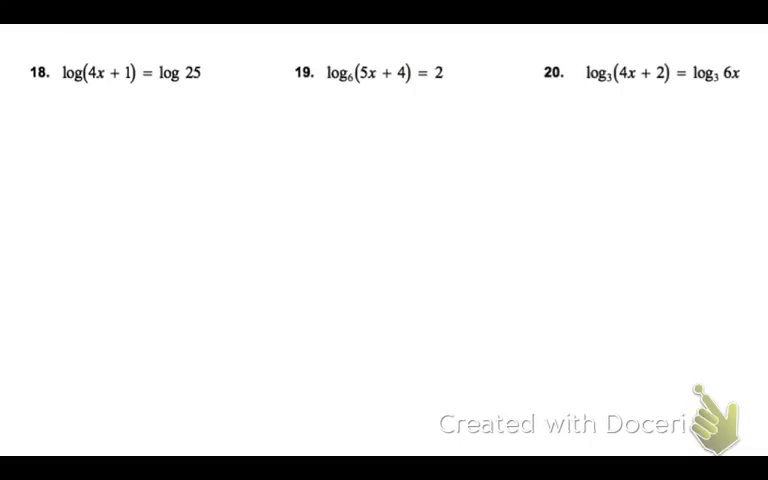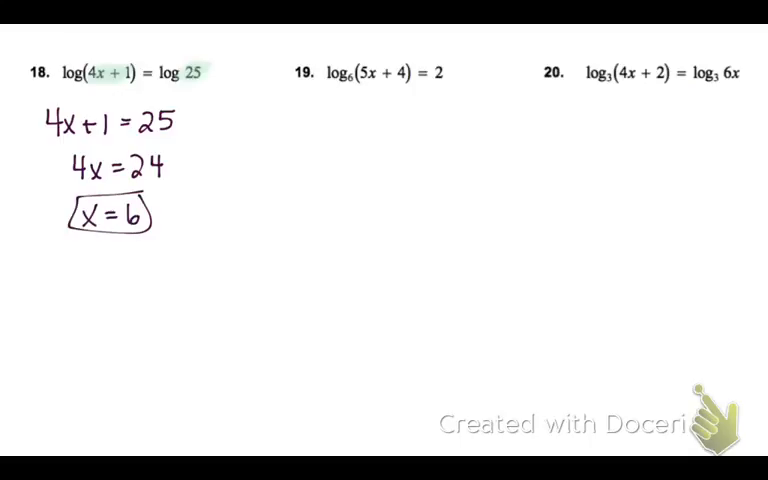Okay, so now we have some log equations. Just like with the exponential equations, if my bases were the same, like number 12 where I had base 6 and base 6, if I have log on the same side, I can just set the insides of the log equal, just like I set my exponents equal. So we've got 4x plus 1 equals 25. Subtract over the 1, and then divide by 4. We get x equals 6.